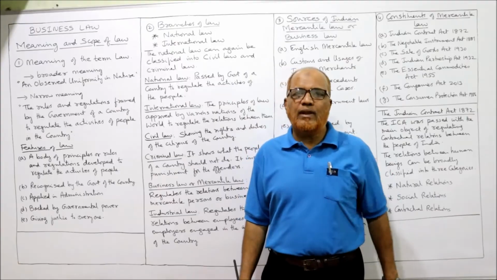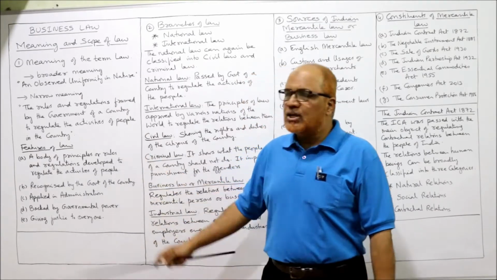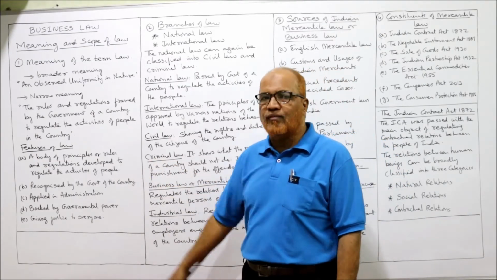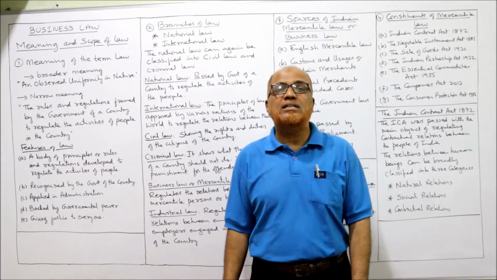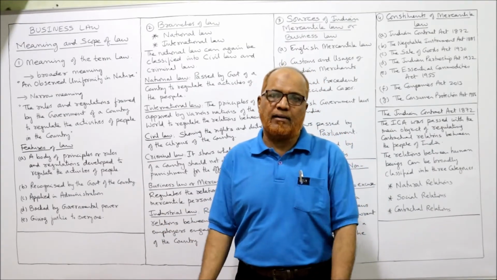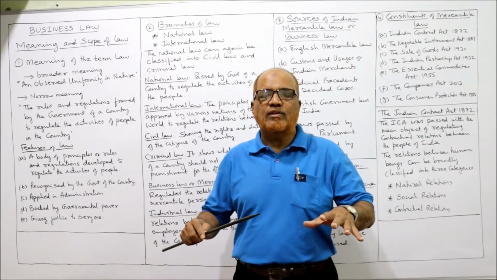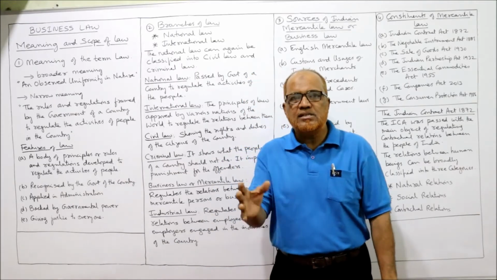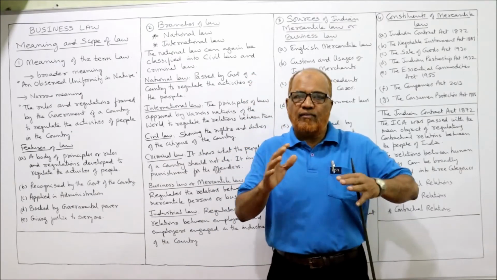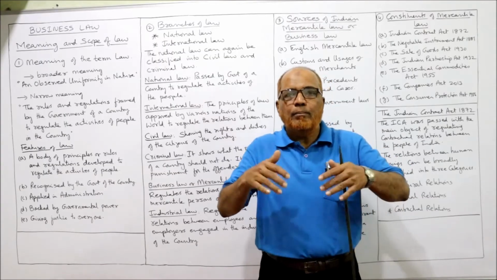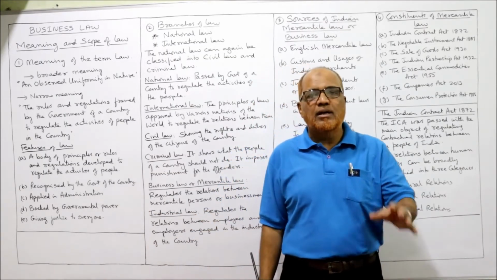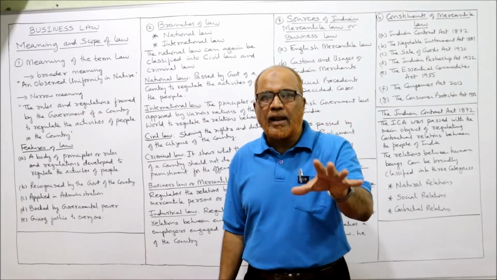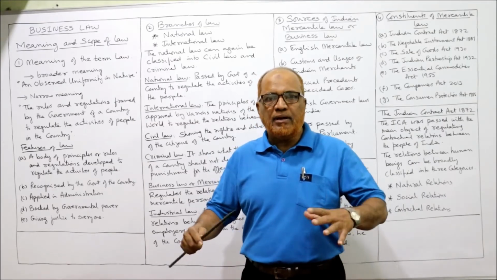But the narrower meaning of law is the rules and regulations framed by the government of a country to regulate the activities of the people in the country. To regulate the activities of the people, the government will make the rules and regulations. That is law. This is the narrower meaning of the term law. And whenever we speak about law, we mean according to this narrower meaning.